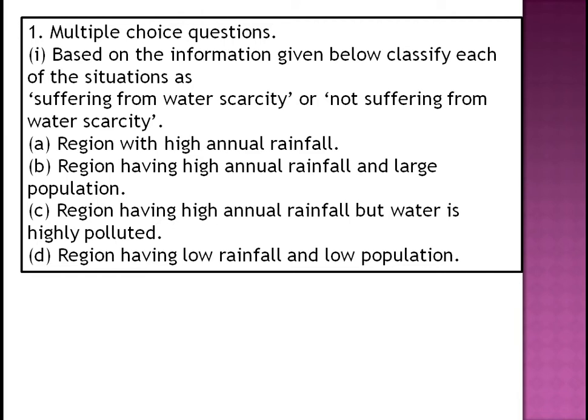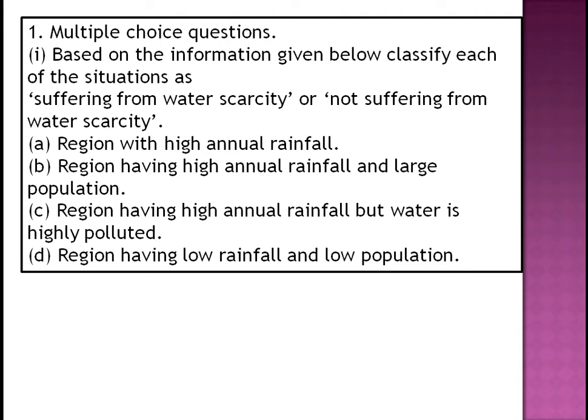Question number 1, multiple choice question. Based on the information given below, classify each of the situations as suffering from water scarcity or not suffering from water scarcity. Right? So here, suffering from water scarcity and not suffering from water scarcity. Suffering from water scarcity, they are having a deficiency of water, shortage of water, water may be contaminated, exploited or polluted. Not suffering, they are having an ample amount of water for their use.